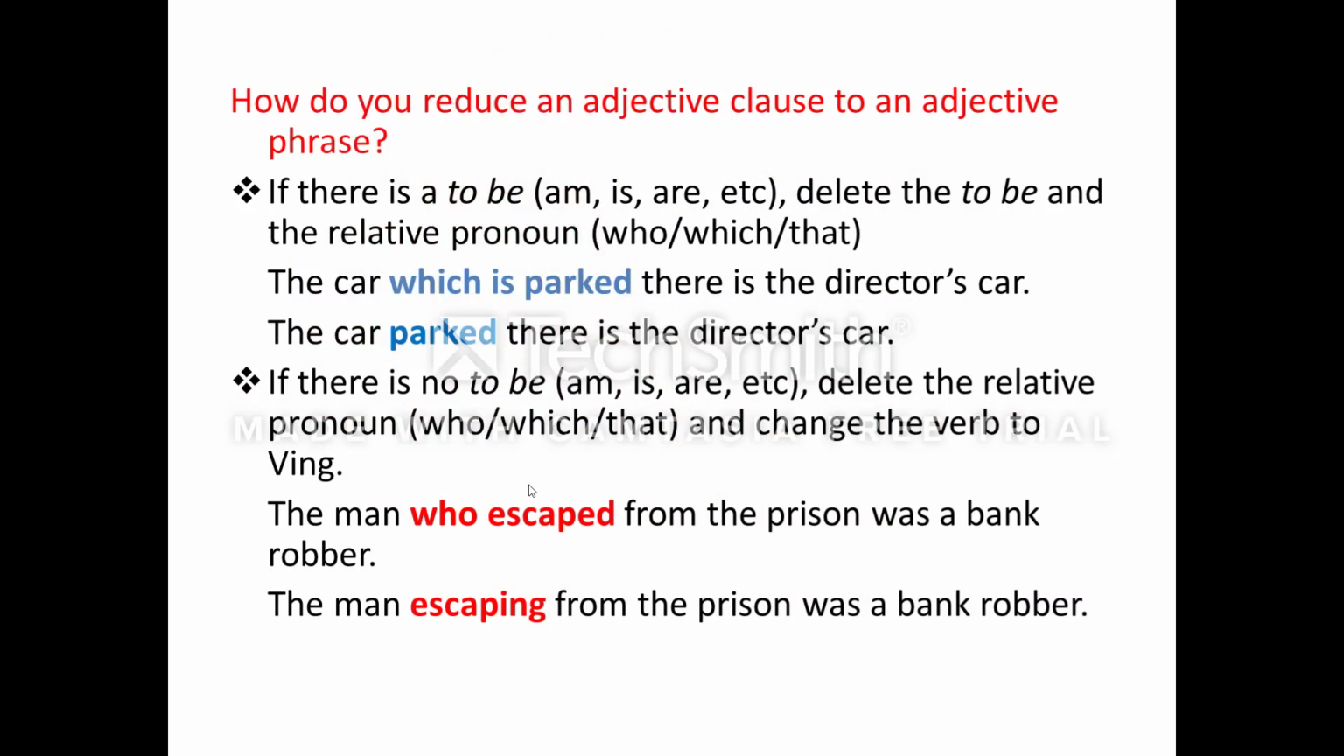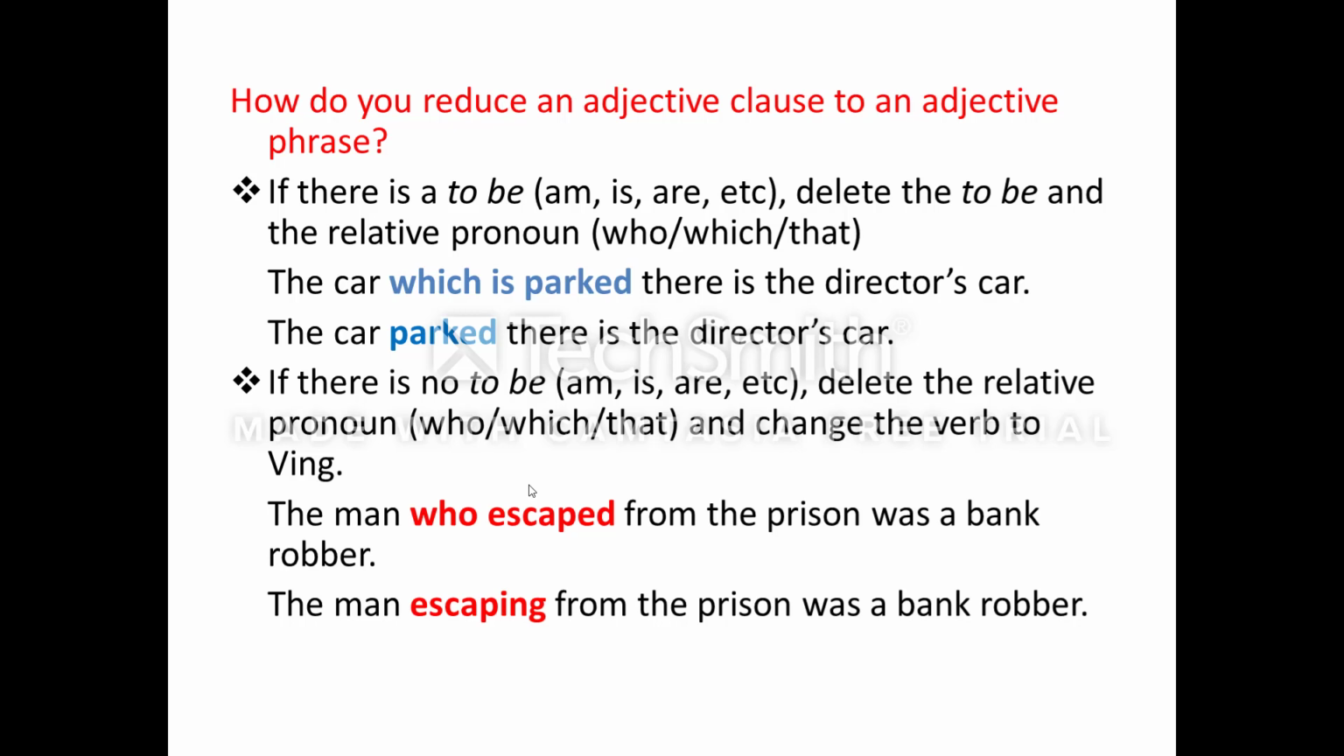Now let us see something more about relative clauses. How do you reduce an adjective clause to an adjective phrase? Take a look at these two situations. If there is a form of to be, am, is, are, etc., delete to be and the relative pronoun who, which, or that. For example, the car which is parked there is the director's car. If you delete which, the relative pronoun, and is, the verb to be, then you will get the next sentence: the car parked there is the director's car.